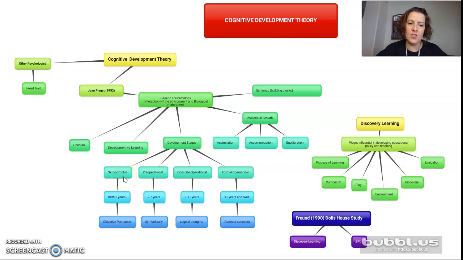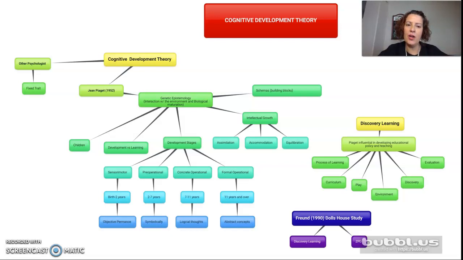So it was sensorimotor. With sensorimotor, it was from birth to the age of 2. And this was with object permanence. This is where you will see an object, the object is removed, and you know the object is still there, even though you are unable to see it.